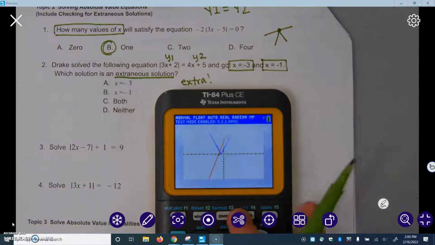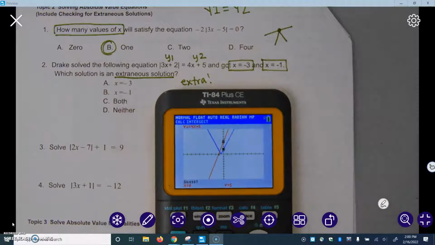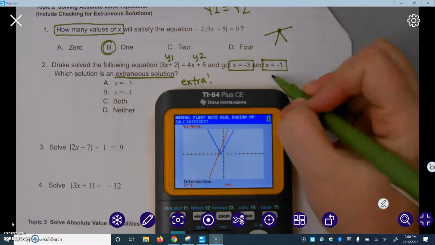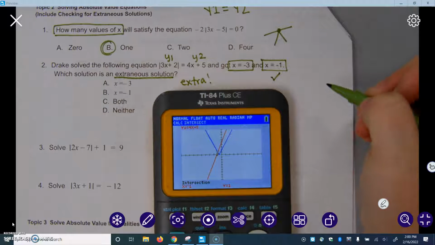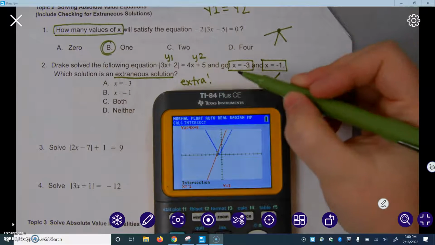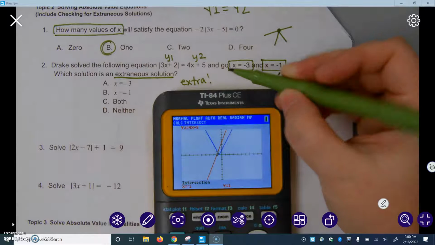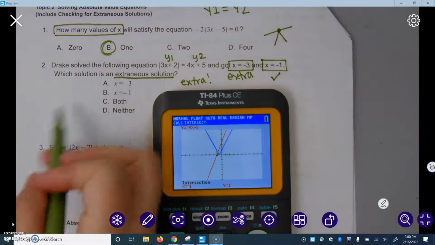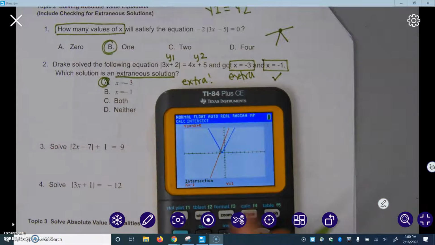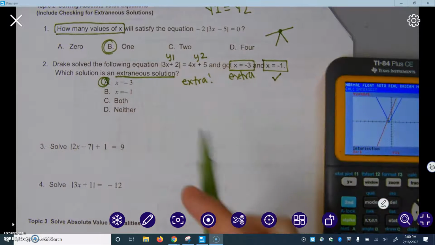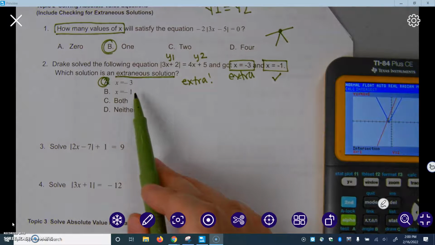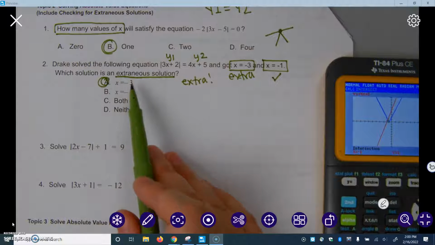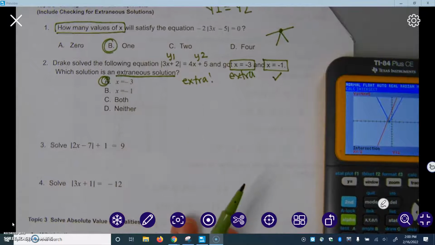So I'm going to do second trace 5, enter, enter, enter, and I got -1. So that's the good answer. I did not get -3, so that means -3 is the one that is extra. So a lot of the wrong answers for this question were people that chose B. That's the answer that's correct. -3 is the answer that's wrong.